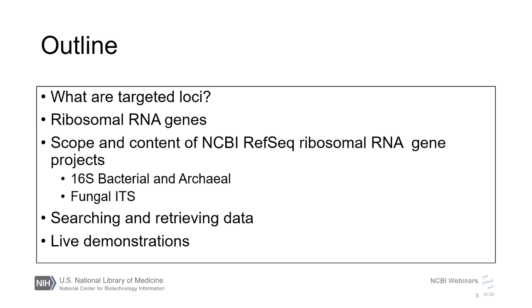So there's an outline of what we're going to talk about today. We'll talk a little bit about what targeted loci are, which is a name that we give to these kinds of sequences we're going to talk about today. A little brief background on the structure of ribosomal RNA genes. I'll talk a little bit about the scope and content of the NCBI RefSeq ribosomal RNA gene projects, which include the 16S bacterial archaeal, the fungal ITS, internal transcribed spacer region, which is the largest one, but we also have a large subunit and a small subunit database. We'll talk about searching and retrieving the data, and we'll do some live demonstrations.